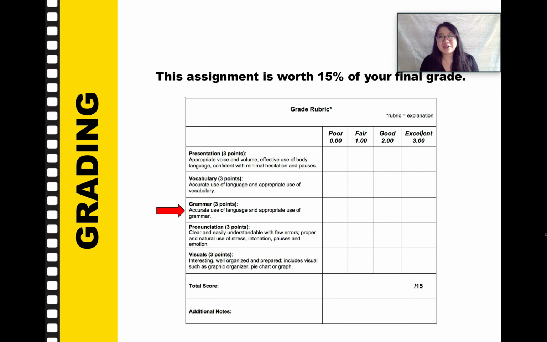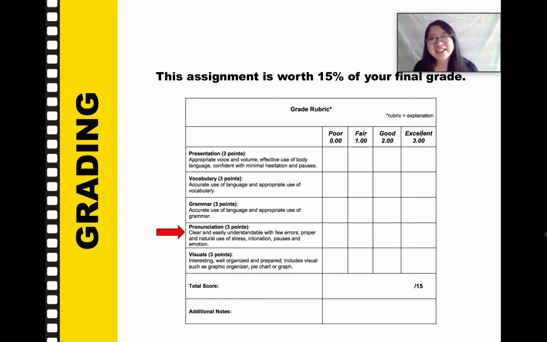Next, I will check your grammar. We should include many different examples of grammar from our lessons, and we should use it, number 1, in the correct structure, and number 2, for the correct purpose. Next, pronunciation. Focus on your mouth. I want to hear the words clearly with good intonation and stress.